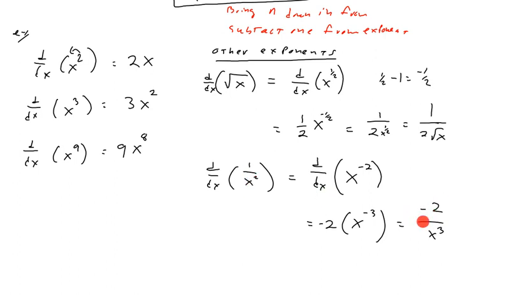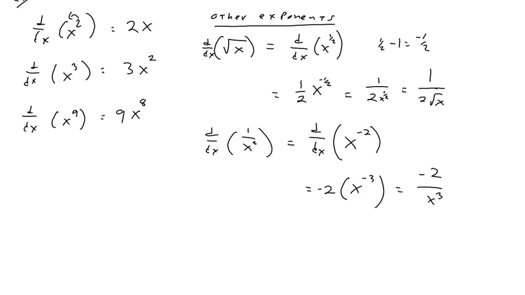-2/x cubed. By taking my exponent, putting it up on top, making it a negative exponent, and doing my power rule, bring the -2 in front and subtracting 1 from my exponent. It works with any exponent. The power rule works with any exponent at all. Even complicated ones like more complicated fractions.